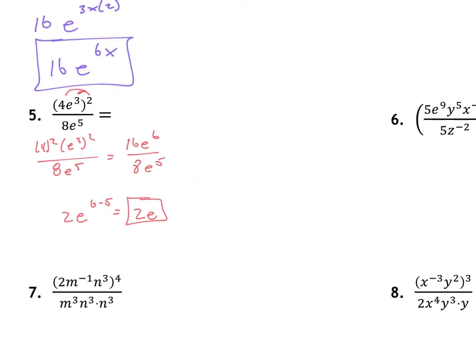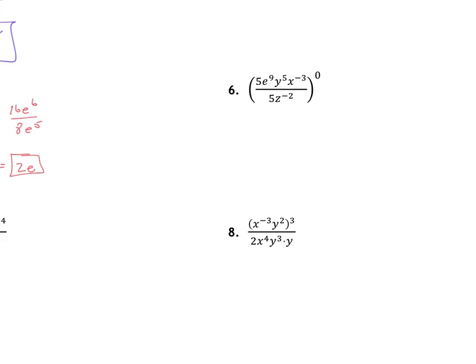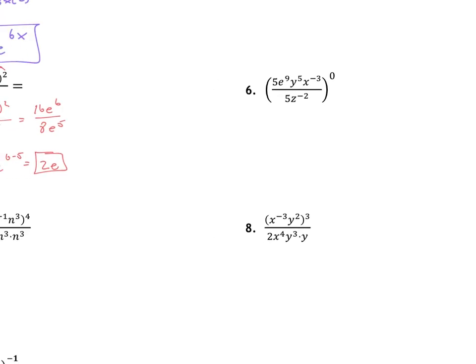All right, let's come over here to 6. I see a lot of stuff I can do, but I see it's raised to the 0 power. Key rule here: anything to the 0 power is always 1. Please don't forget that. I will always have a complicated one somewhere that is raised to the 0 power, and it's always 1.